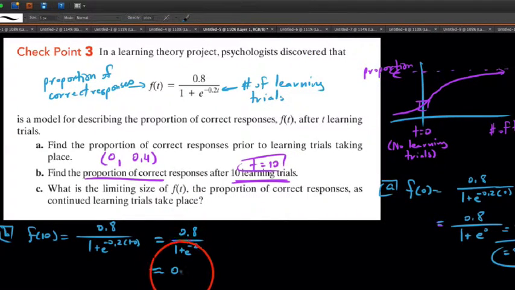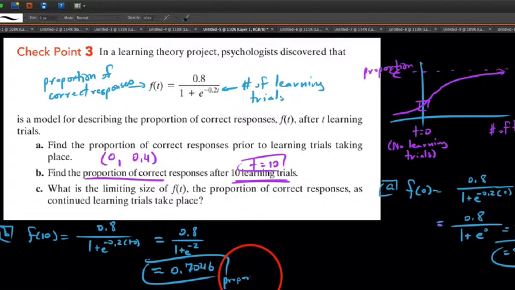So 0.7046, this would be the proportion of correct responses. So after 10 learning trials there, we would see that the proportion would be about 70%, a little bit north of that.